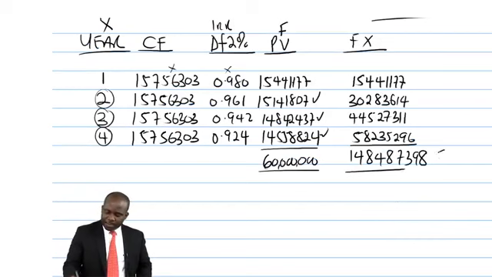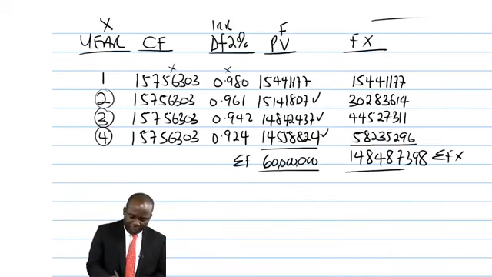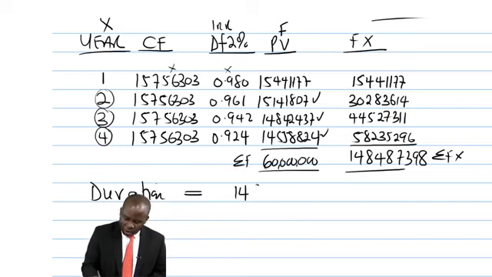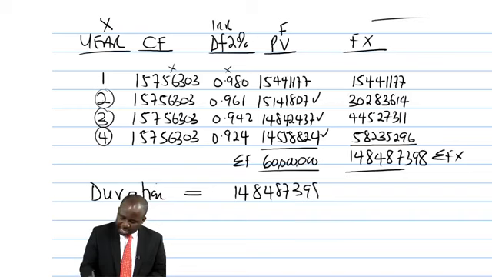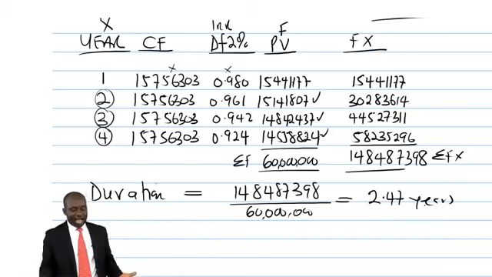Okay, so having got these, I have to say sigma fx divided by sigma f. This is the sigma fx, and this is the sigma f. Therefore, my duration will be equal to 148,487,398 divided by the 60 million. And how much is that? That is giving a figure of 2.47 years. Okay, I am teaching, that's why I still have to show you this.